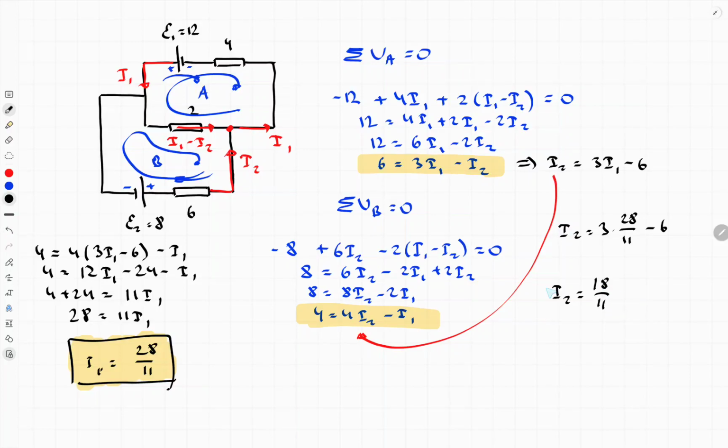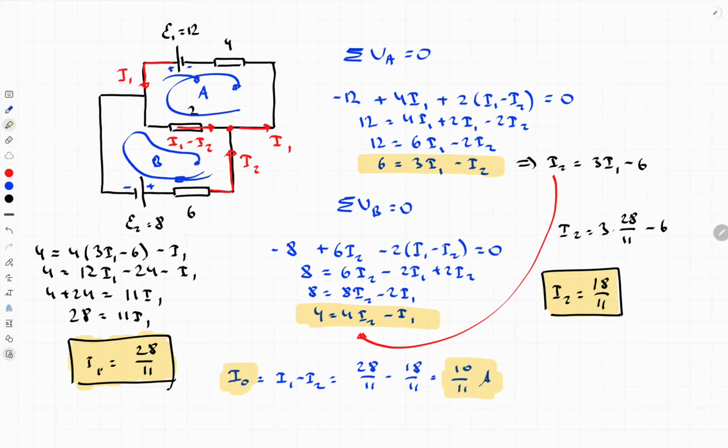So this is I2, but the question was to find electric current passing through resistor 2. We know that the electric current through resistor 2 equals I1 minus I2. So we need to calculate I1 minus I2. This is the electric current that will be passing through 2 ohm. So 28 over 11 minus 18 over 11 will be equal to 10 over 11. 10 over 11 ampere will be passing through the 2 ohm resistor.